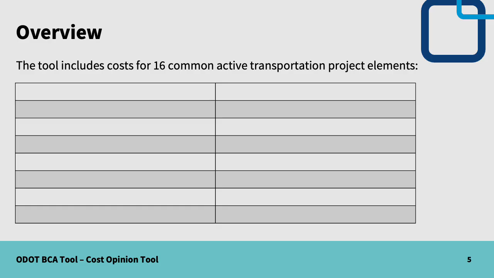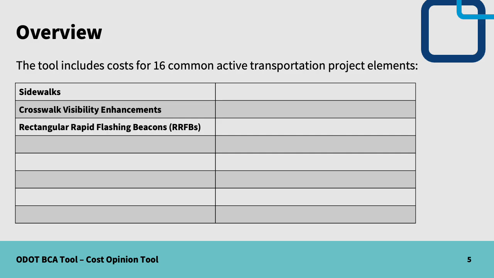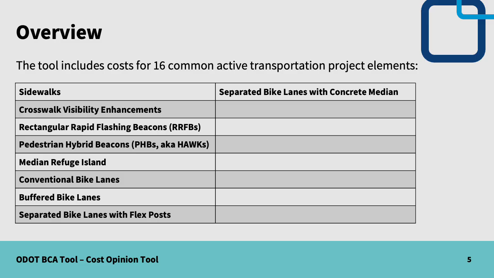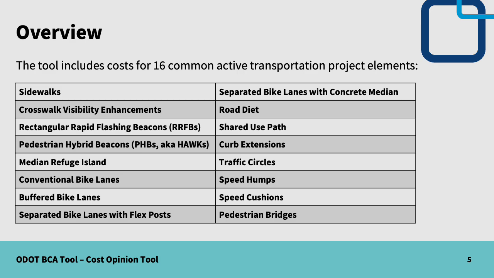The 16 project elements are sidewalks, crosswalk visibility enhancements, rectangular rapid flashing beacons or RRFBs, pedestrian hybrid beacons, PHBs, also known as HAWKs, median refuge island, conventional bike lanes, buffered bike lanes, separated bike lanes with flex posts, separated bike lanes with concrete median, road diet, shared use path, curb extensions, traffic circles, speed humps, speed cushions, and pedestrian bridges.